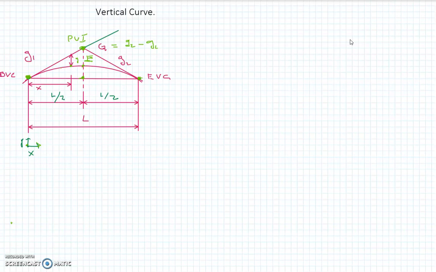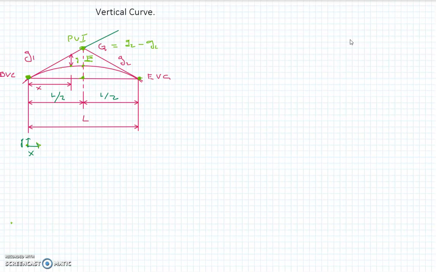So the difference between the two slopes is determined by G2 minus G1. This is the end of the vertical curve, and L denotes the longitudinal length of the vertical curve. E is equal to the distance between the curve and the PVI, and they call it the offset distance, E, for the point from here to here.